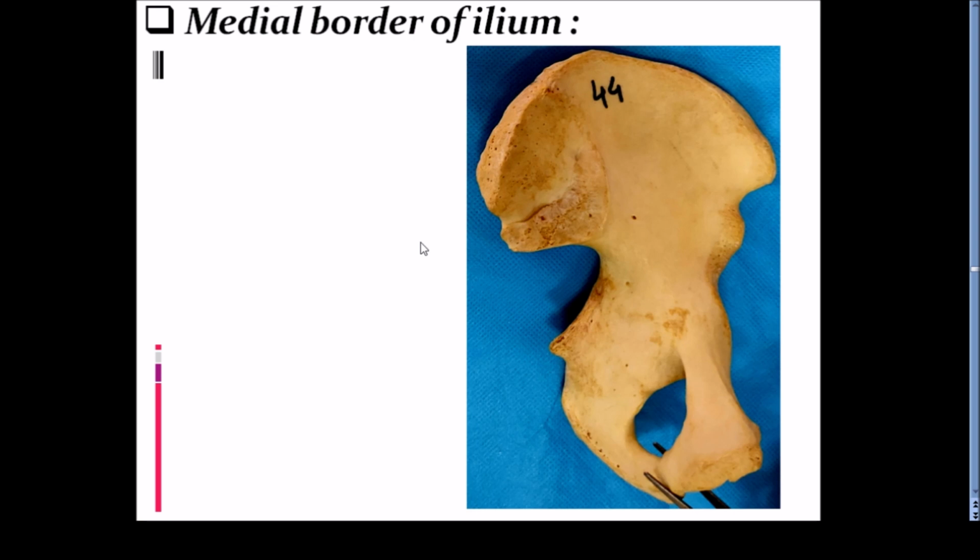Now the medial border of ilium. The medial border of ilium runs on the inner aspect, or the pelvic surface, of the ilium. It starts from the iliac crest and reaches up to the iliopubic eminence. So this is the iliopubic eminence. So this is the medial border of ilium.